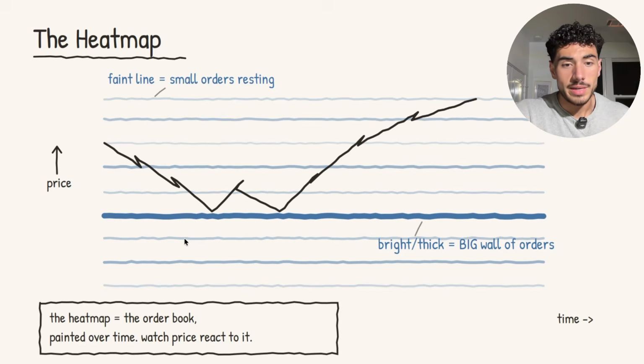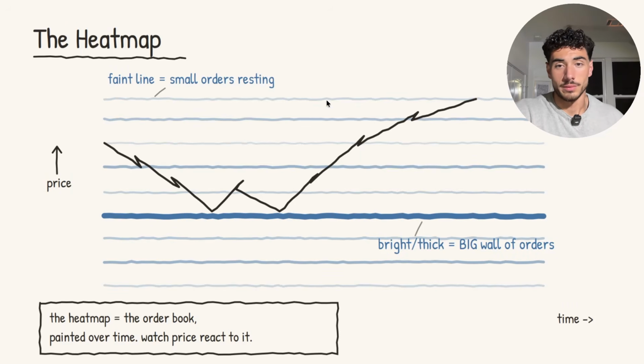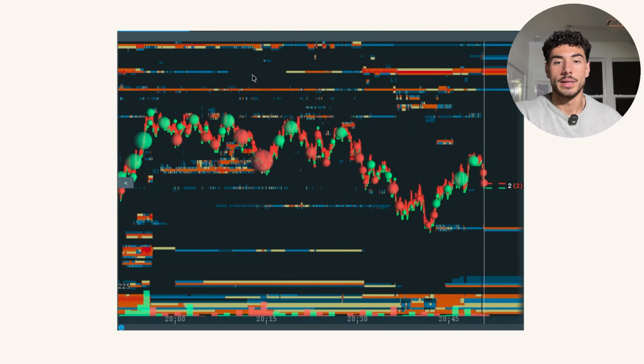So anyway, now the heat map is the order book, okay? So it's just one big visualization of all of these things that we've been seeing, like the order book, the depth of market, the DOM. The Bookmap is one big visualization. So we're really just seeing all of these passive participants waiting here, and the thicker and darker they get, that's going to be a big wall of orders, and we can break and bounce and reject off of these walls, all right? But the heat map is the order book painted over time. Watch price react to it, essentially. And then the faint line, small orders, if it doesn't even show up, then it's really faint.